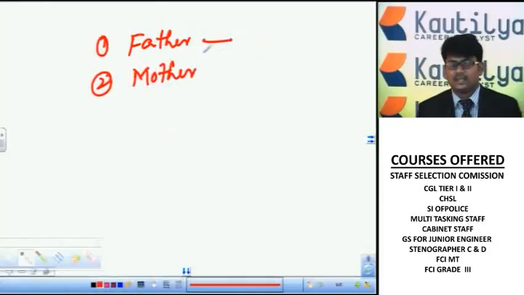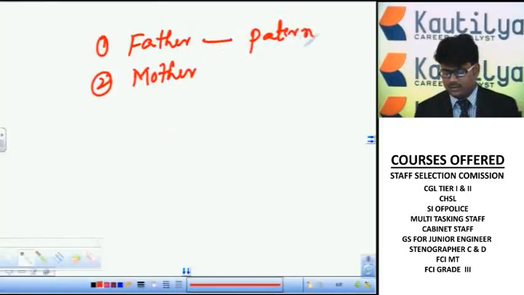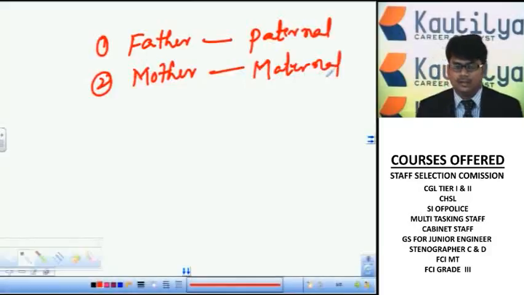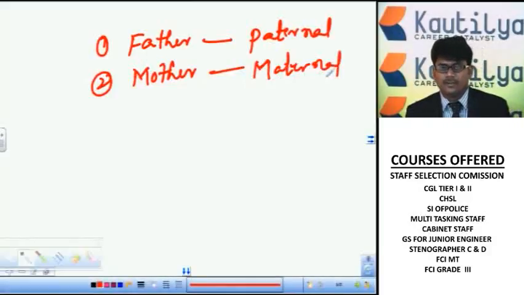Father side relations are called paternal relations. Mother side relations are called maternal relations. Okay, the blood relations are of two kinds, first from the parent side, second from the partner side. The partner side relations are classified into two ways: the father side and the mother side. The father side relations are called paternal relations, and the mother side relations are called maternal relations.